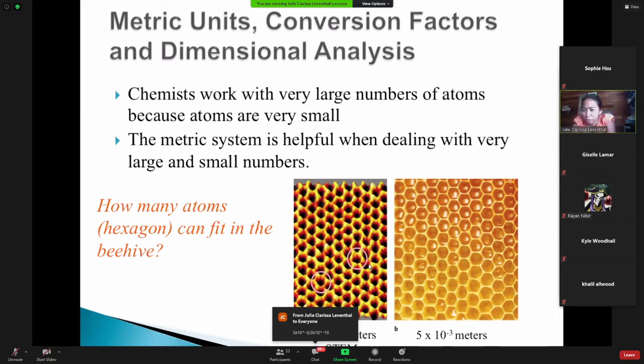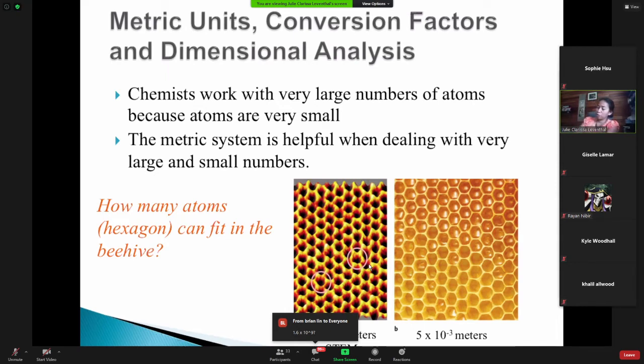In scientific notation, what would that be? That's a big number. You can have so many hexaatoms in one beehive. How many? Calculator, here. 5 times 10 to the minus 3 divided by. Are you following, everyone? So in scientific notation, 1.67 times 10 to the 9. Is that right?